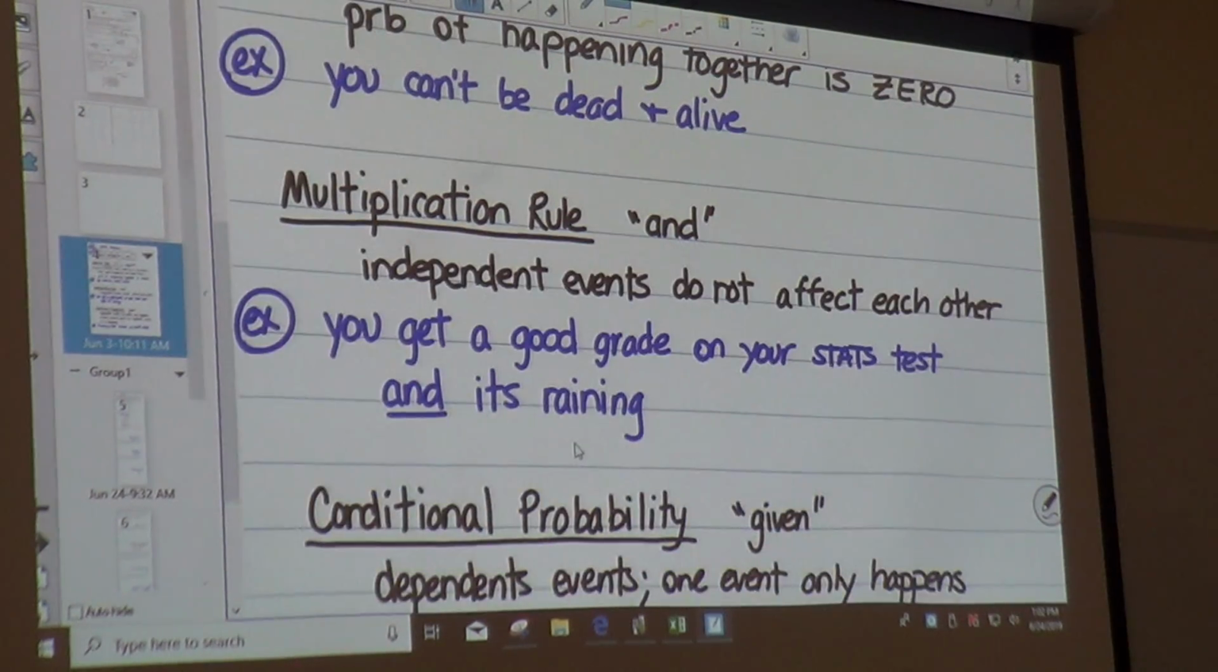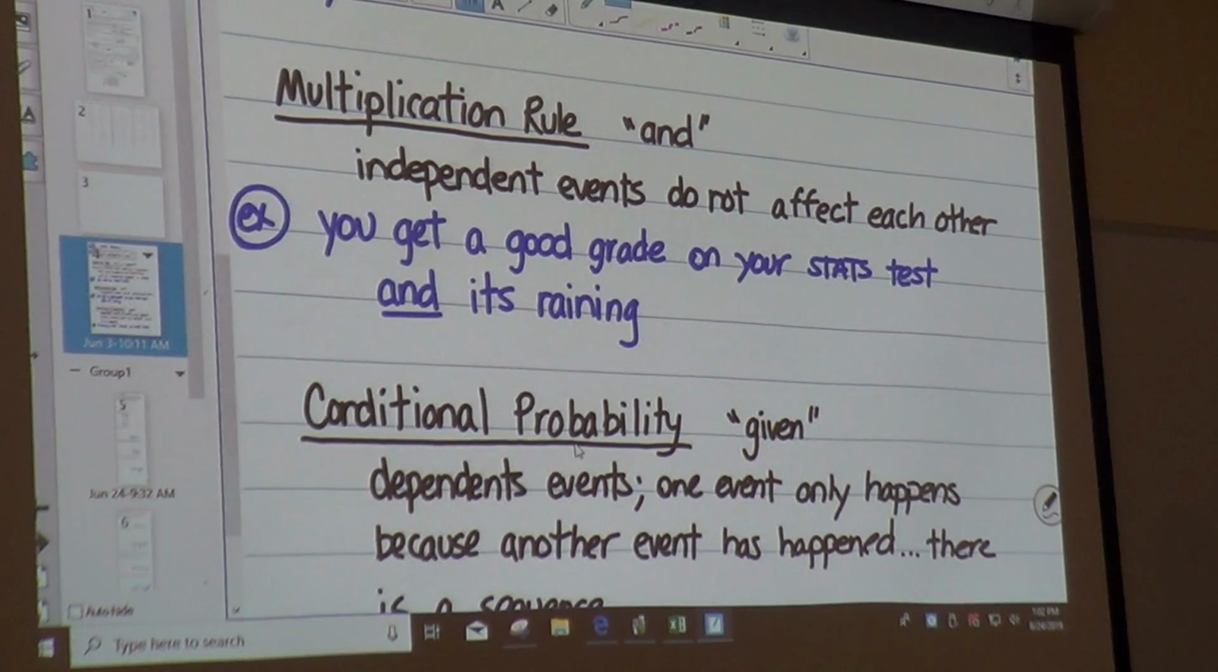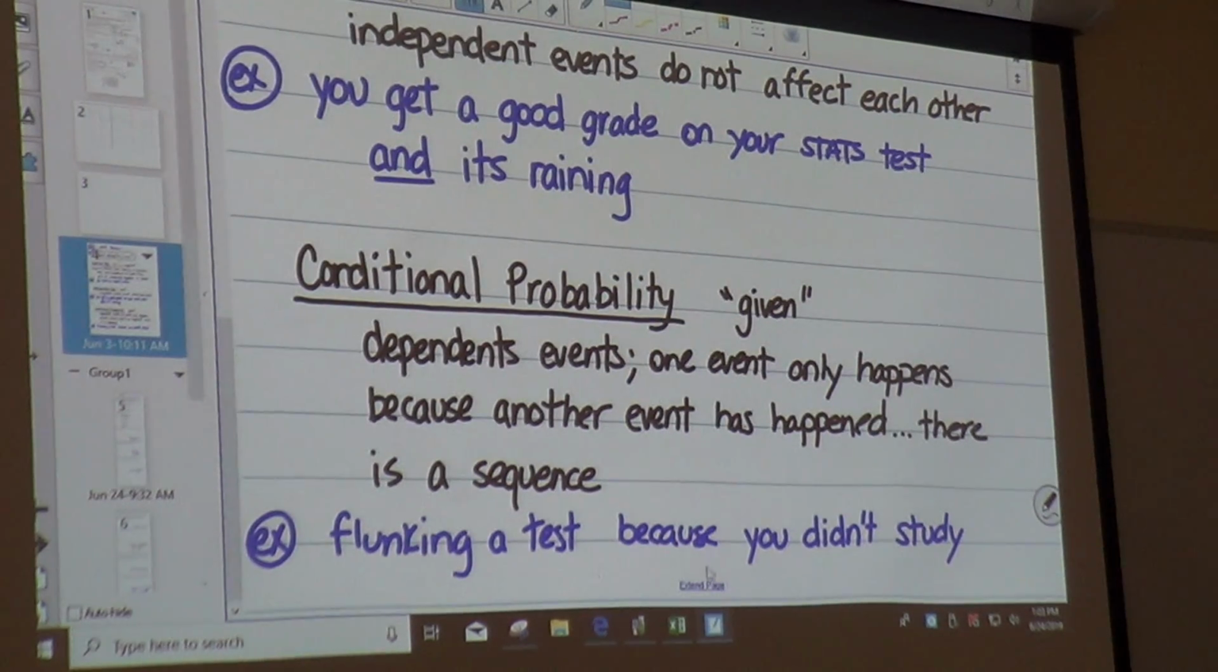And then we have conditional. Those are the ones where I said, in my classroom, how many are wearing glasses given that they're a boy? So I'm not looking at all 25 people, I'm looking at the 4 boys. So I want to know who's wearing glasses of the 4 boys. So my bottom number, my sample space, would not be 25, it would be 4. That was my conditional probability. Flunking a test because you didn't study.